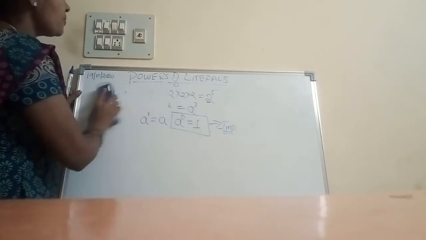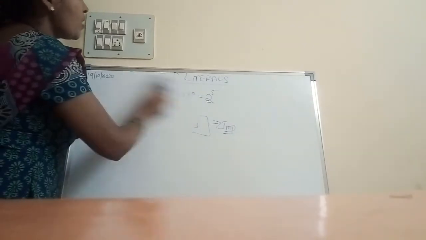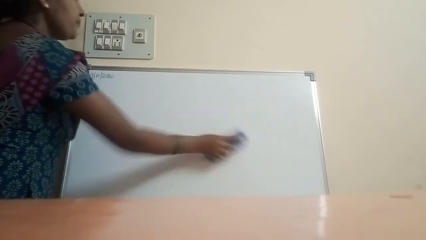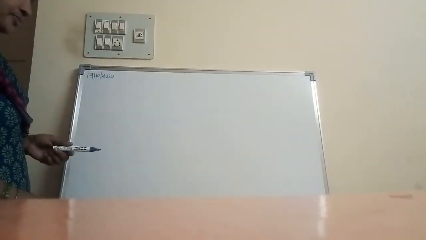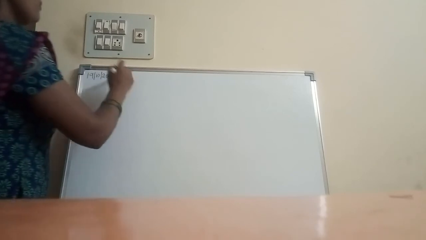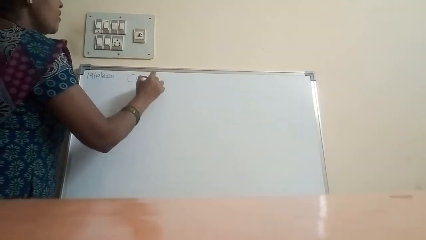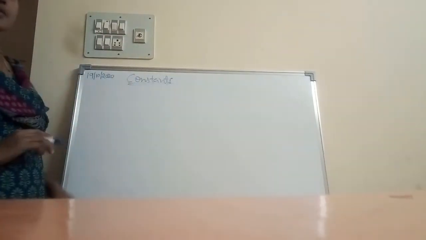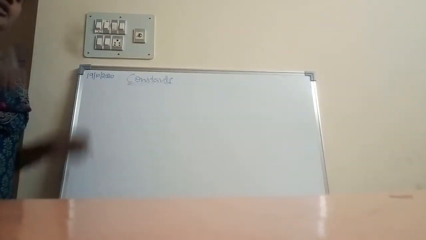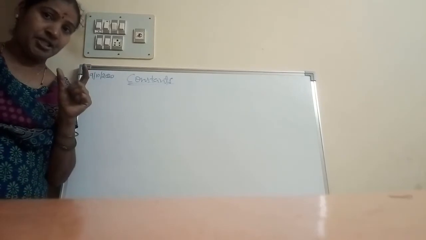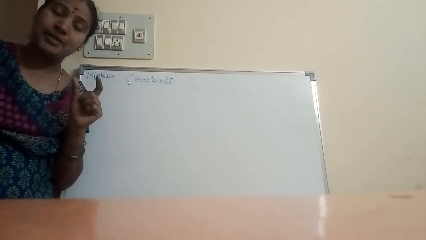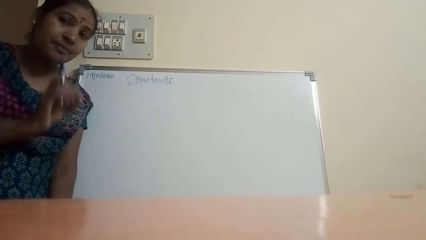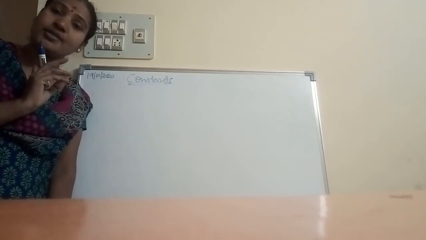Now the next topic, let me explain about the constants. Constants. So what is the meaning of constant? Constant is nothing but one symbol, children. Constant is nothing but a symbol which is having the numerical value, that is known as a constant.